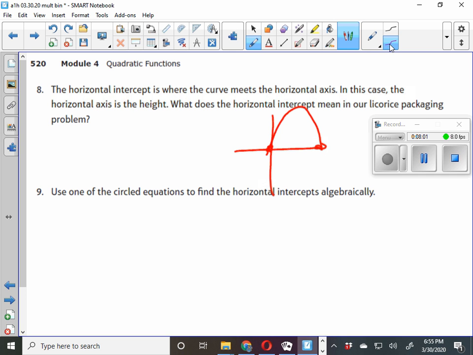Well, that means if we have a height of 0, then we have a volume of 0. If we have a height of 0 here, then we also have a volume of 0. If h equals 0, then v equals 0.